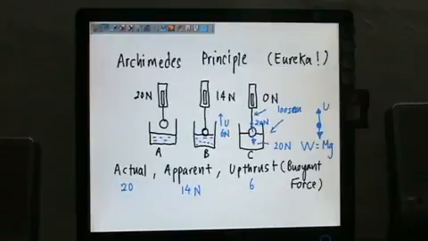In this situation C, why don't you just imagine yourself floating on the water? You feel like you have no weight at all. Does that mean that you don't have an actual weight? You have an actual weight. Your actual weight of 20 Newton going down is supported by 20 Newton moving upward towards you. So you still have your actual weight, it's just that you don't feel it. So your apparent weight is maybe 0, because 20 minus 20 becomes 0.